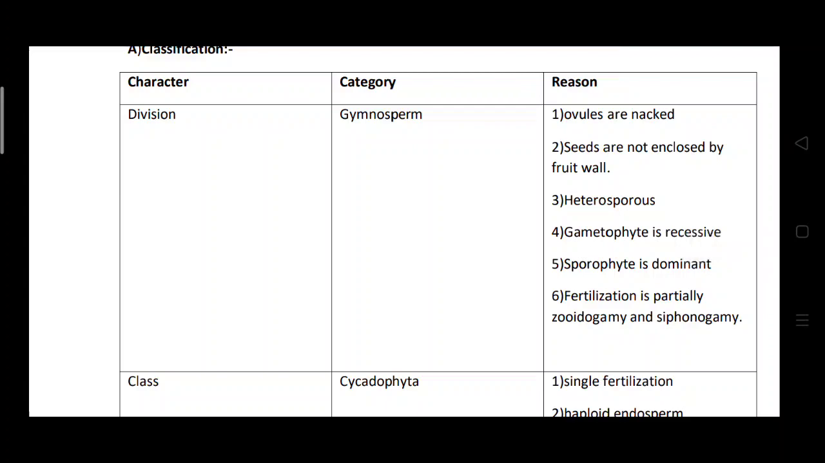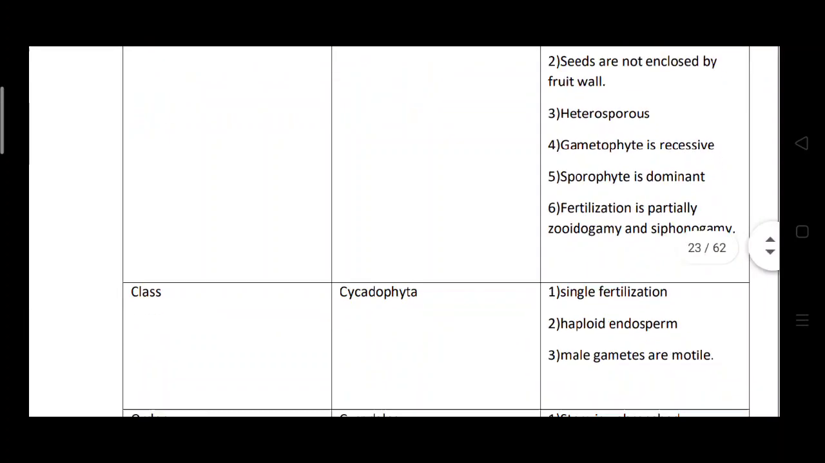The next character is heterospory, that means they produce different types of spores. The gymnosperm is also characterized by the gametophyte being recessive and the sporophyte being dominant. That means the gametophytic generation is in a recessive stage and the sporophytic generation is the dominant stage. The fertilization is by partial zooidogamy or siphonogamy.